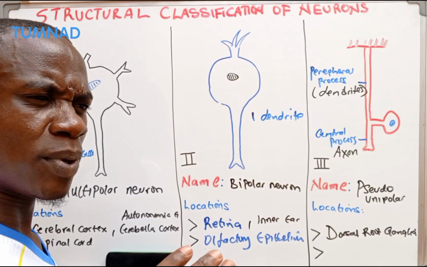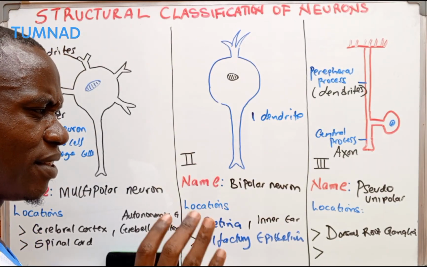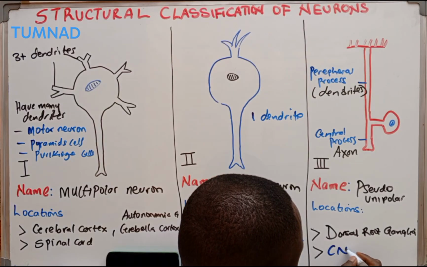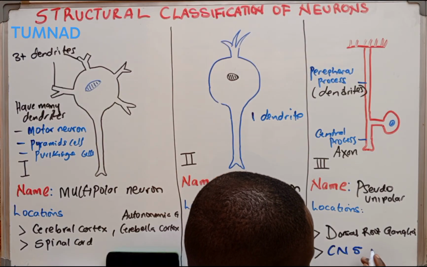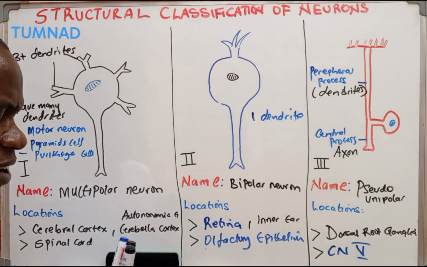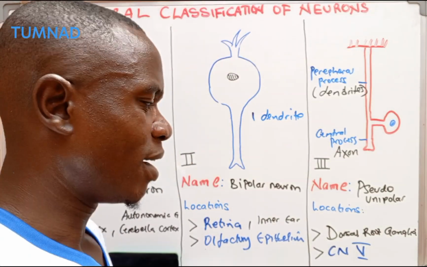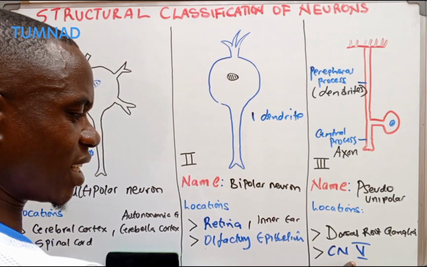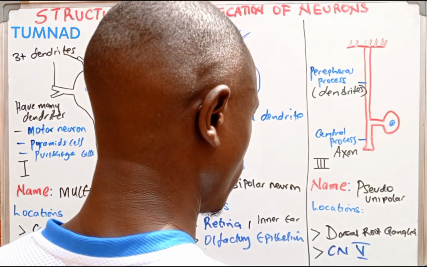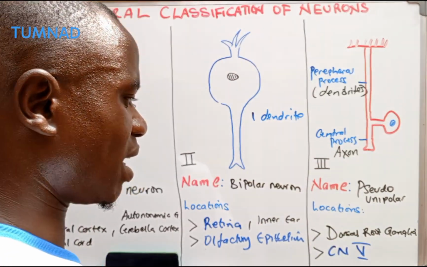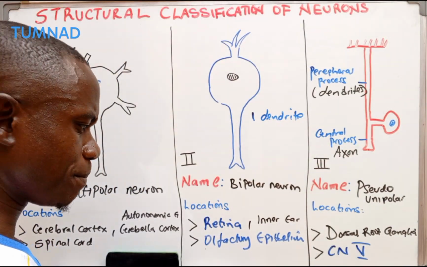We have a specific cranial nerve that's going to be having these kinds of neurons. We have what we call cranial nerve number 5, and of course you have to know cranial nerve number 5. Cranial nerve number 5 is what we call the trigeminal nerve. Now, the sensory nerve fibers of the trigeminal nerve are going to be having what we call the pseudounipolar neurons.